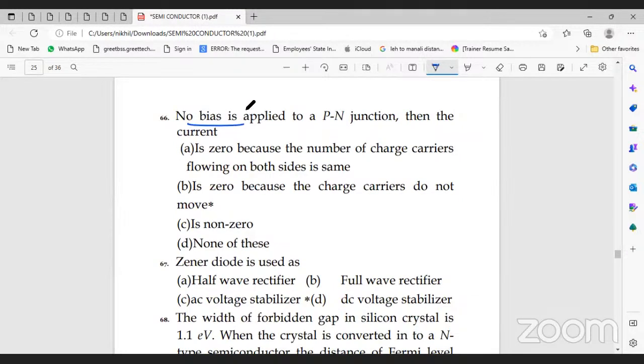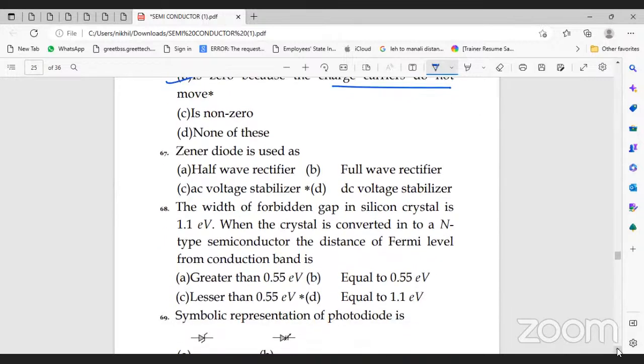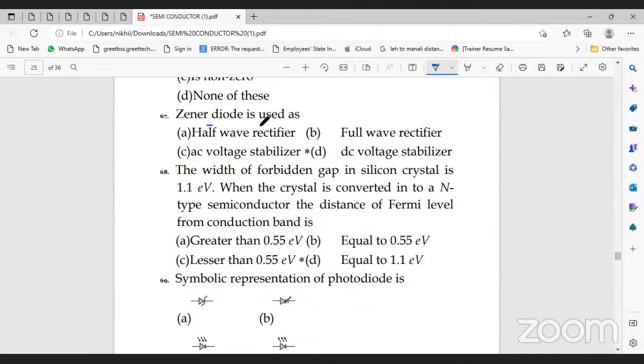No bias means unbiased. In the unbiased case, there will be no current, no electrons, no volts. There will be no charge carriers in the case of unbiased. Zener diode is going to be used as a voltage stabilizer, or you can say it is going to be used as a voltage regulator.